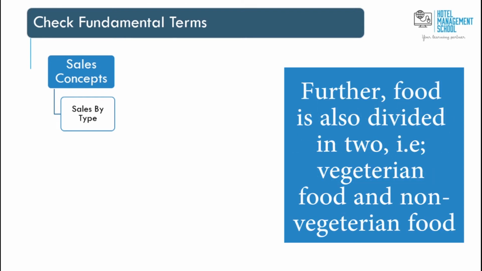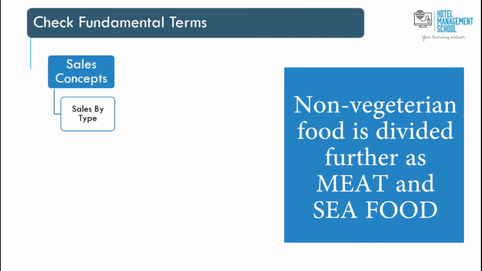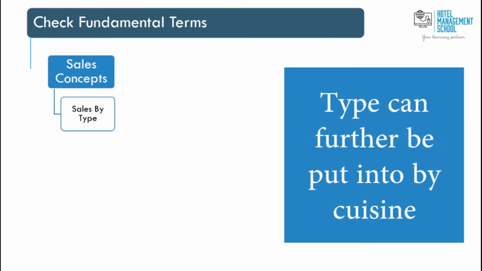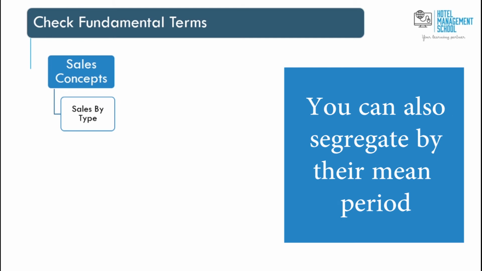In the food also you can split the food into different types. You can have vegetarian food, you can have non-vegetarian food, right? In non-vegetarian food you can split further. One is meat, another is seafood. So that's sales by type of the food you are selling. And then type can also be by cuisine, correct? You can say it's Chinese food, you are selling Indian food, you are selling Myanmar food, you are selling Japanese food.